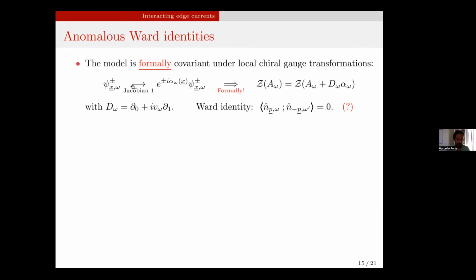Okay, so formally, what seems to be true is that if you perform this phase transformation, which has a Jacobian equal to 1, this transformation seems to imply that the generating function of correlation functions, the partition function with an external field coupled to the density, satisfies this identity, so that physics doesn't change if you shift the vector potential by a gradient.